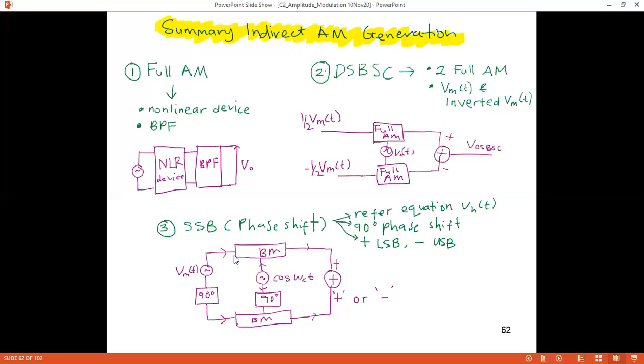So we have our VMT multiplied with cos omega CT, and then the below part is the sine of our VMT and also the sine of our omega CT. And then for the lower arm, whether it's plus or minus will result in the choice of our single sideband, whether it's lower sideband or upper sideband. If it's plus, then we produce lower sideband. If it's minus, we generate upper sideband. So this is just a summary of what we have learned on Monday.